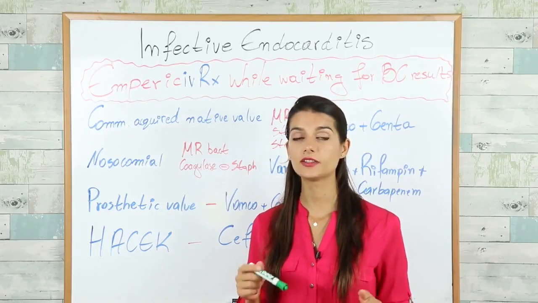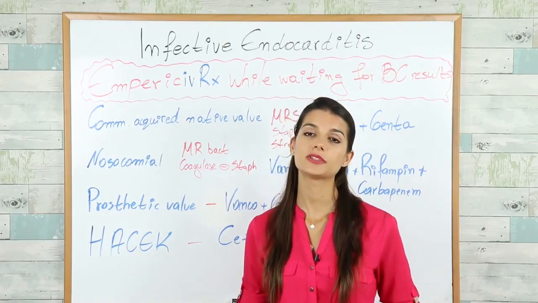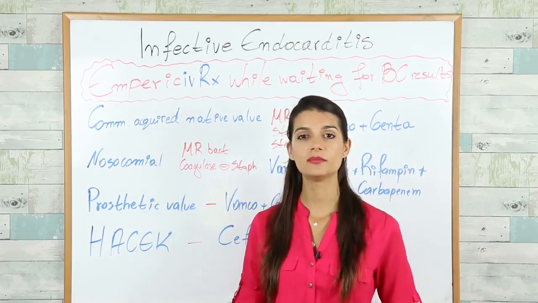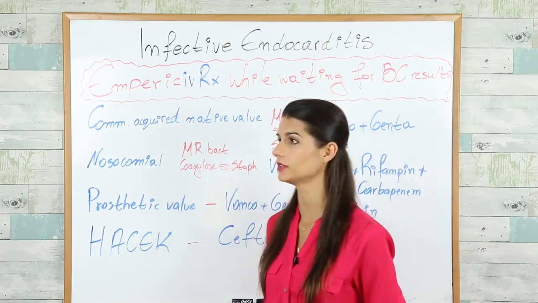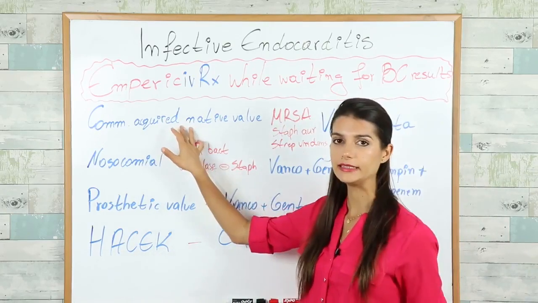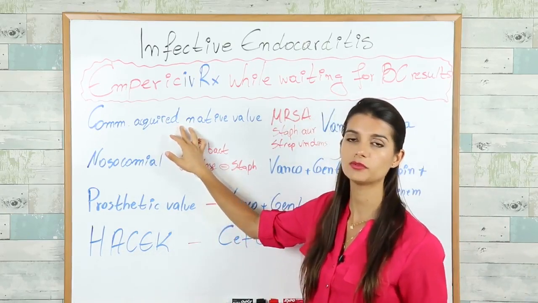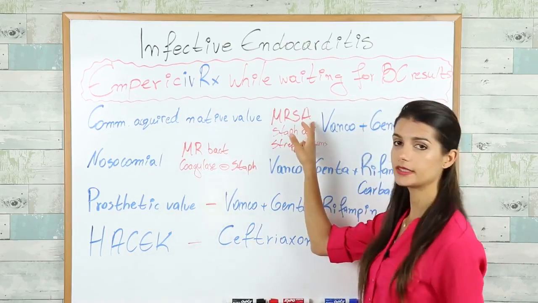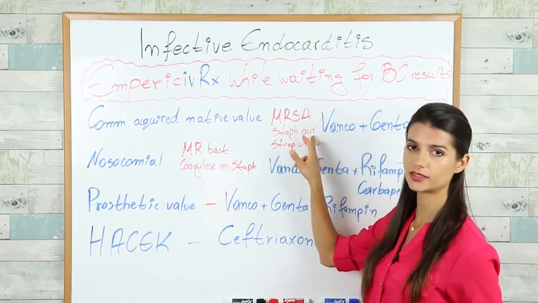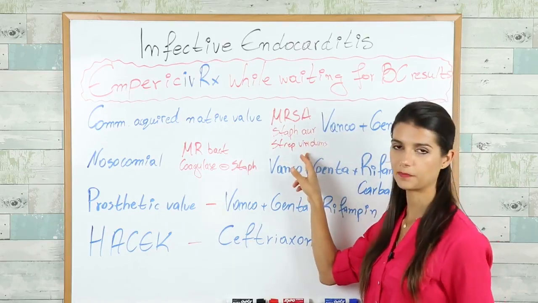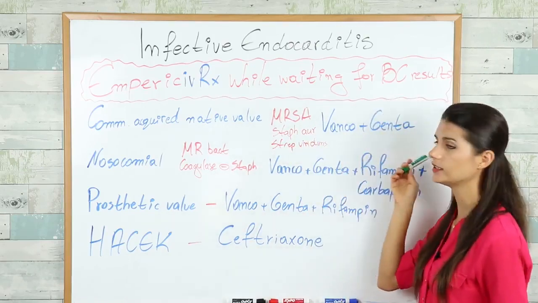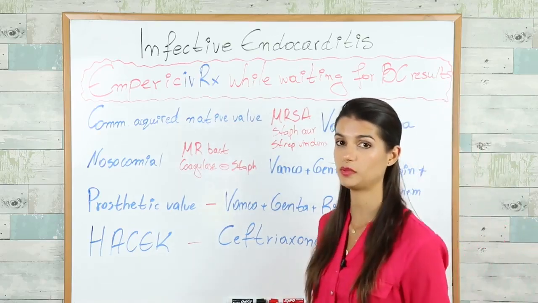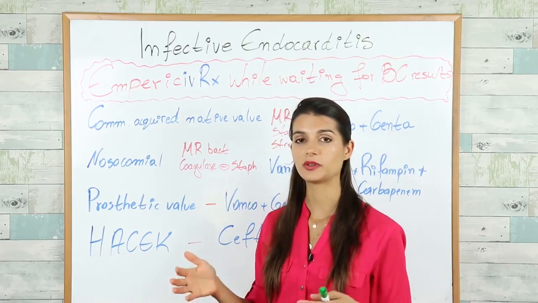If our patient is acutely ill right now, we should not wait for the blood cultures to come back with the results in 1 to 3 days, right? We should start them on empiric therapy, and it is as follows. Now, for community-acquired native valve infective endocarditis, we want to cover the most common organisms that are causing it, like the MRSA and the methicillin-sensitive Staph aureus and Strep viridans. And how do we do that? With vancomycin and gentamicin.